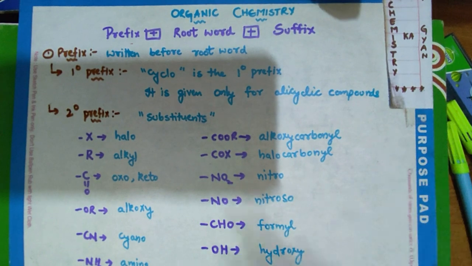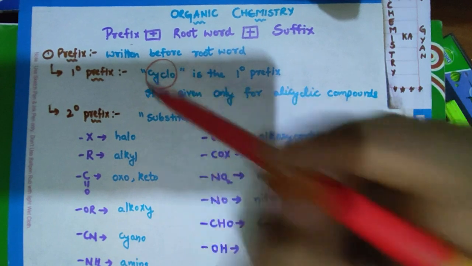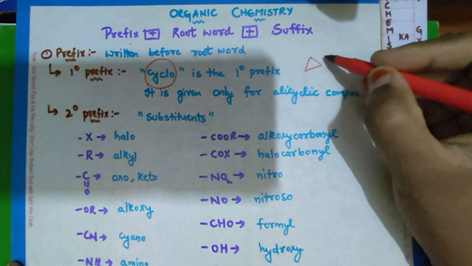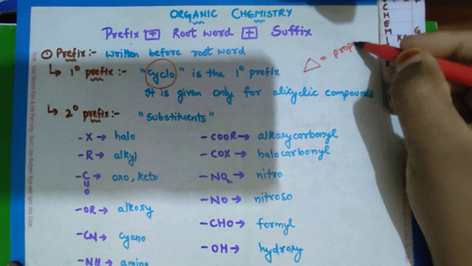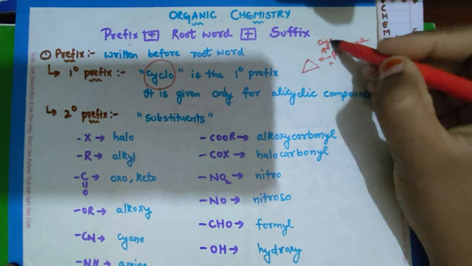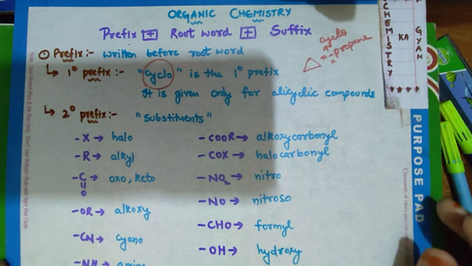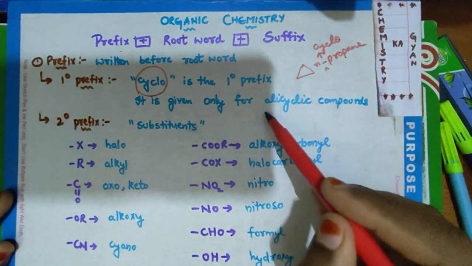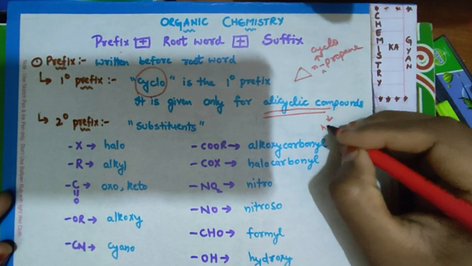In primary prefix, we write cyclo, like you have seen for carbocyclic or homocyclic compounds. So this is a three-membered ring. A three-membered ring is prop, saturated propane, but we add here the primary prefix, that is cyclo. So it is called cyclopropane, right? And so the primary prefix is only given for alicyclic compounds, that is the homocyclic compounds.